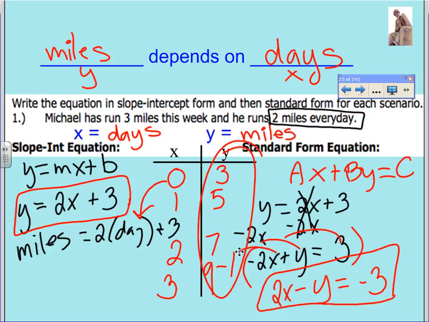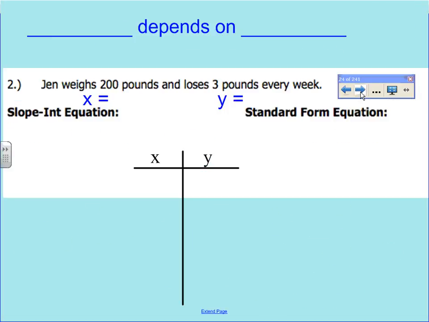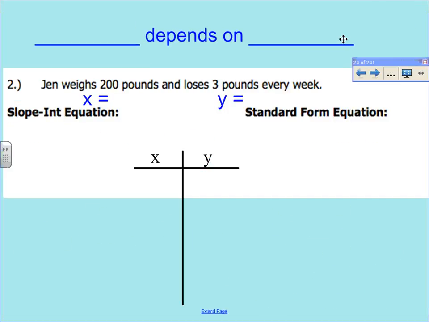Okay, let's do one more together. Then I'm going to have you try one or a couple. All right, I'll go a little bit faster through this one, but just stay with me. Example number 2 says Jen weighs 200 pounds and loses 3 pounds every week. First thing I need you to do is set up your problem. Make your line, don't write out the word line, and then put x equals, y equals underneath the example, and make a little T-chart or table like I did. Let me go ahead and get that set up before we start.